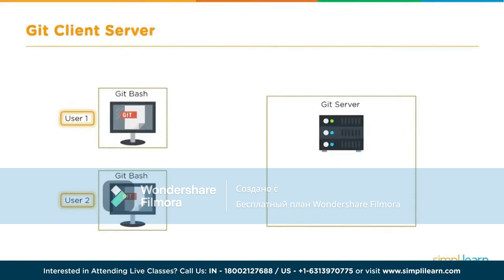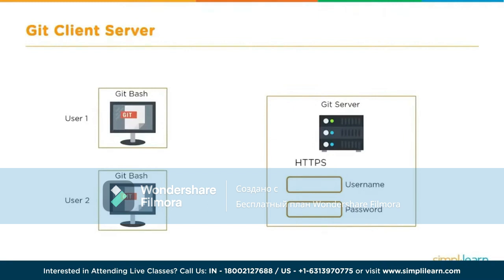For my demonstration, I've already registered myself on github.com by providing my username and my password, and I'm going to use a free account. So whatever repositories I'm going to put up on this server are all public by default. I've registered using my username or my email ID and my password. This set of authentication is also referred to as HTTPS authentication.